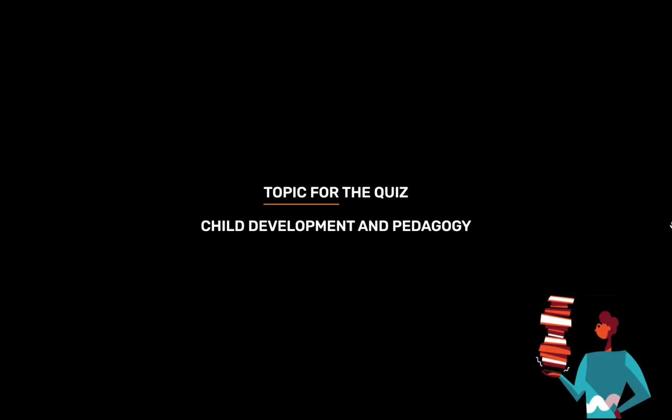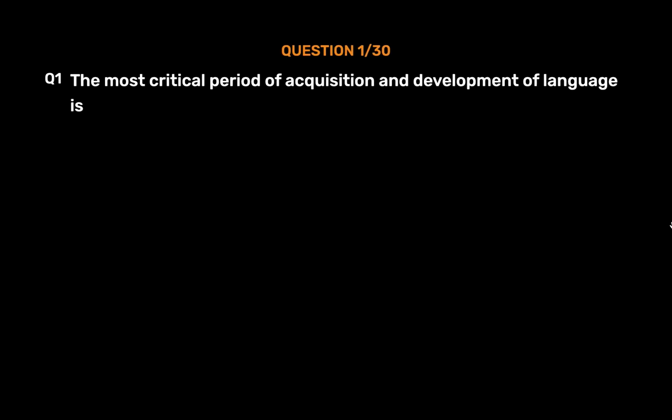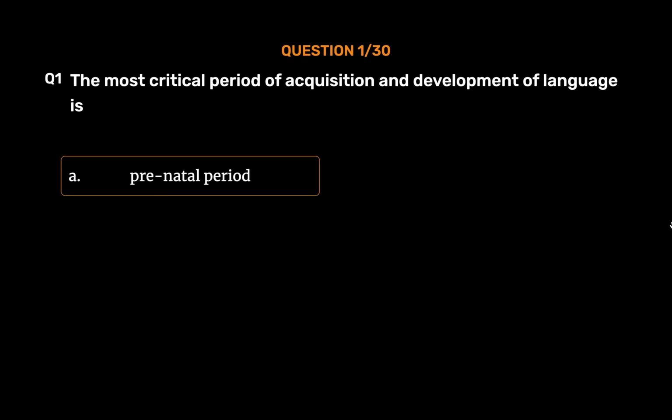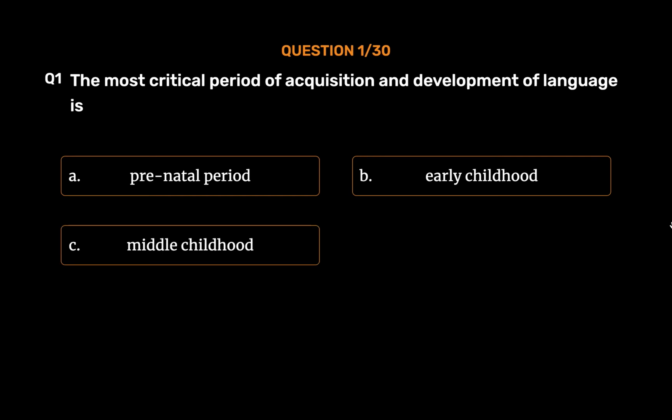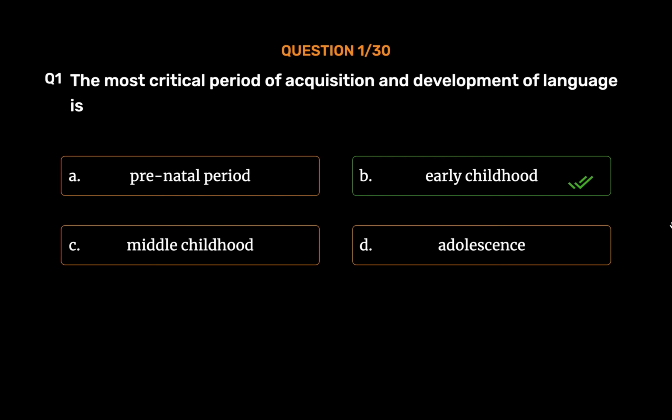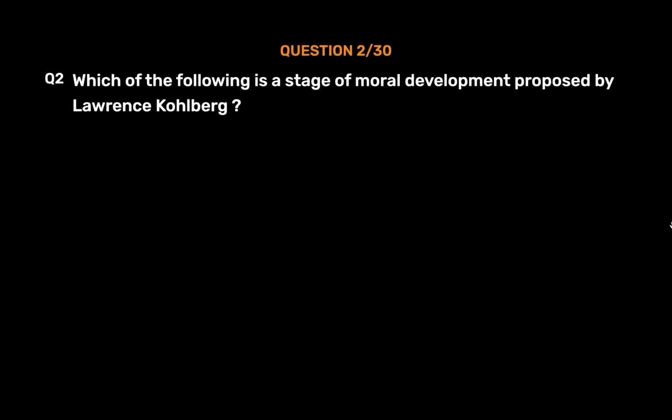Topic for today's quiz is Child Development and Pedagogy. Question number 1. The most critical period of acquisition and development of language is Option A. Prenatal period. Option B. Early childhood. Option C. Middle childhood. Option D. Adolescence. The correct answer is Option B. Early childhood.